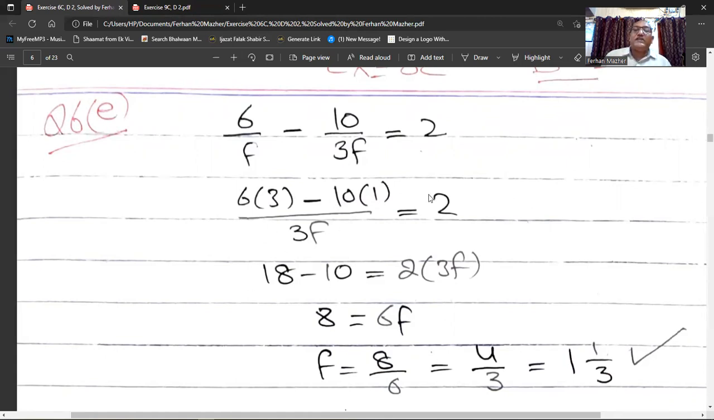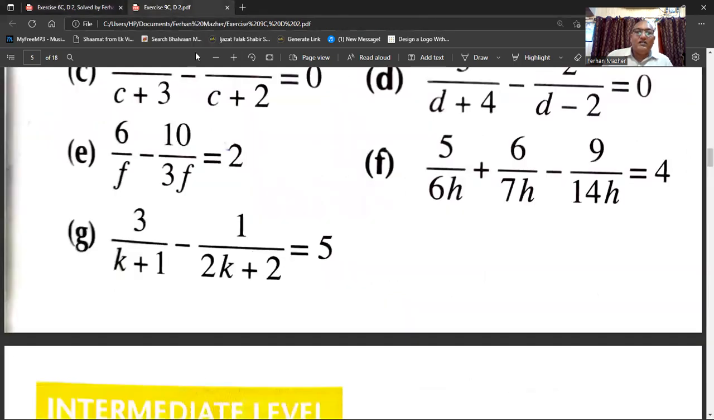This 3f will go on the other side and multiply, so 2 multiplied by 3f. 18 minus 10 will be 8, and it will be 6f. So f will be equal to 8 divided by 6. You can cancel both of them with 2, so f will be equal to 4 divided by 3, which is equal to 1 whole 1 by 3. That is how you do question number 6 and its E part.